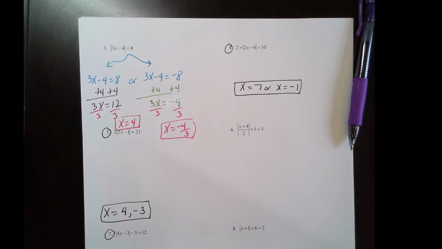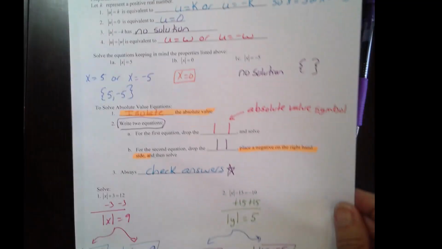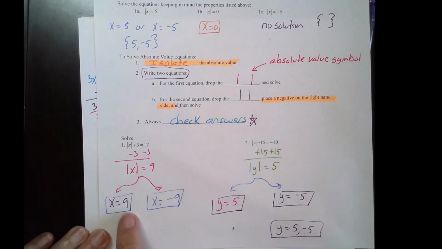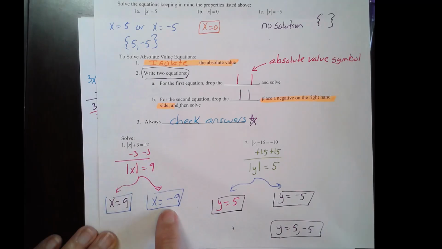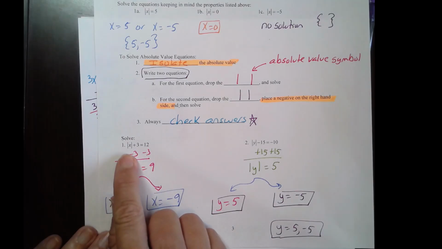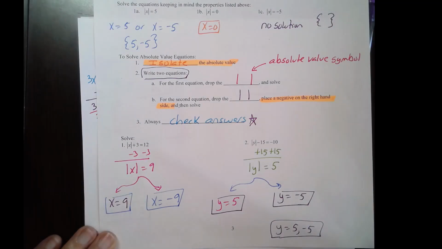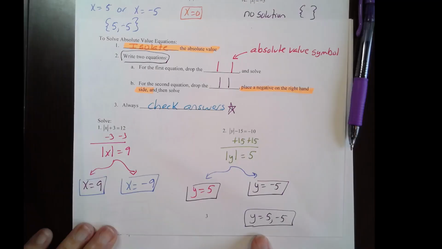Now I did say we always should check our answers. So if we go back to the page before and we look at the absolute value of 9, plugging that into the very first example, we get the absolute value of 9 plus 3. Well, the absolute value of 9 is 9, and 9 plus 3 is 12. When you plug in negative 9, the absolute value of negative 9 is positive 9, and 9 plus 3 is also 12. We can do the same thing for example 2.